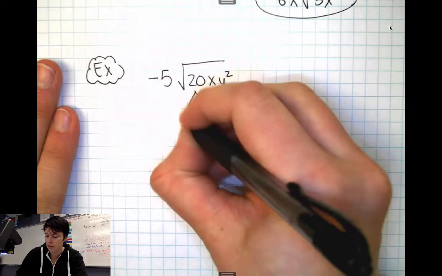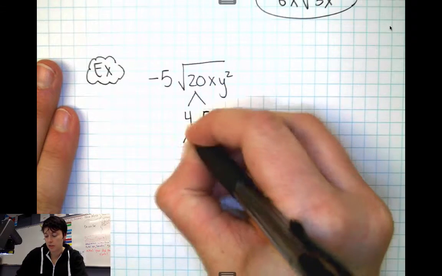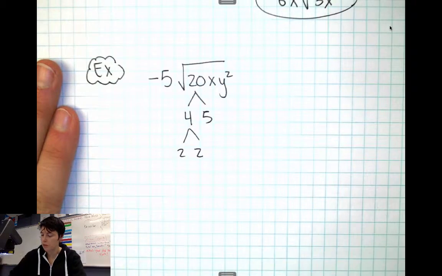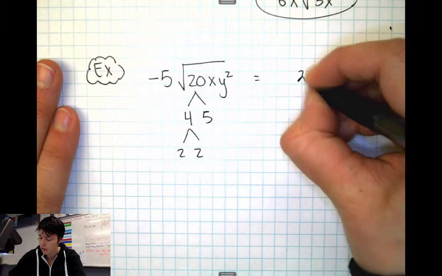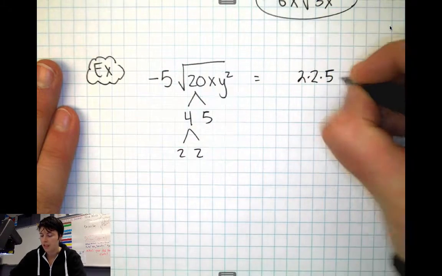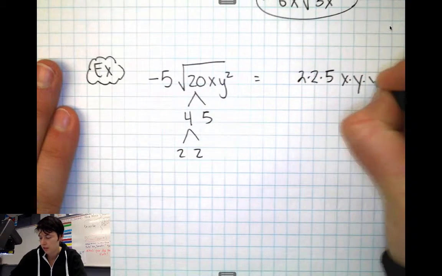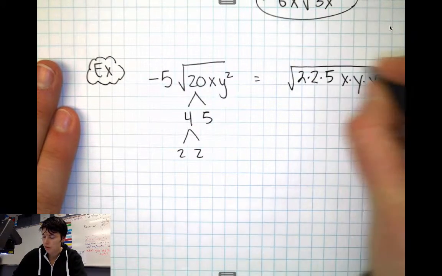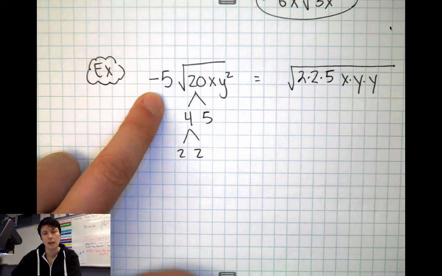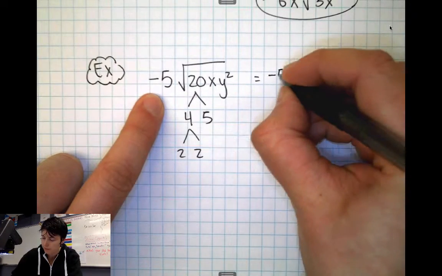So 20 is 4 times 5, and 4 is 2 times 2. So I'm going to rewrite this as 2 times 2 times 5. And then xy squared is x times y times y, and it's all in a square root. And then we have a negative 5 on the outside, so I'll just leave the negative 5 here.